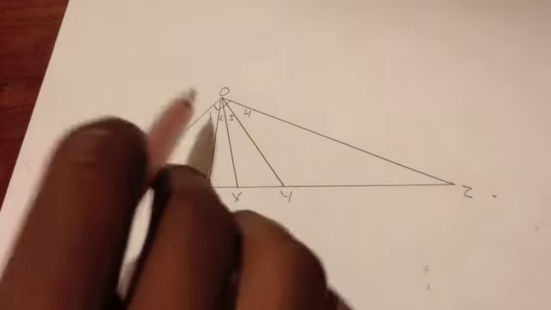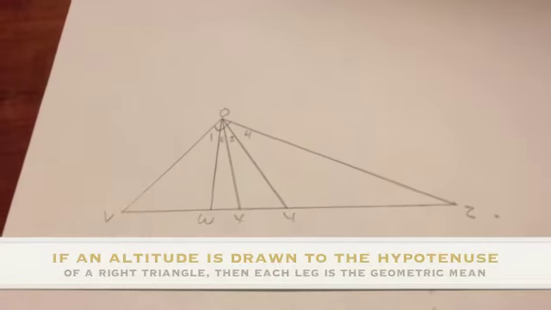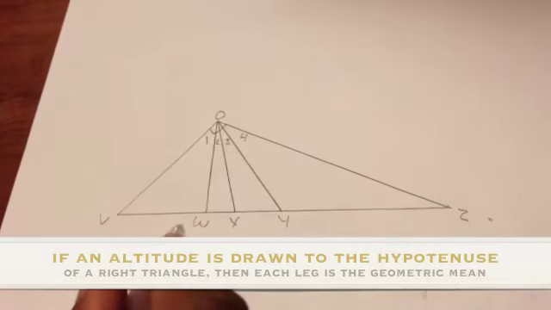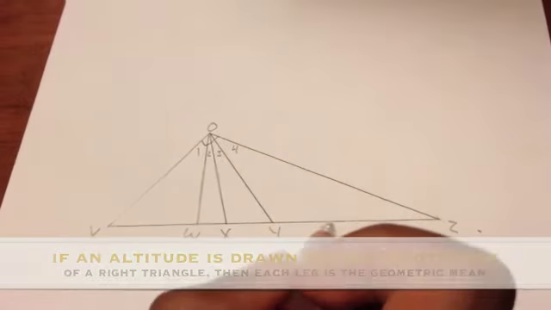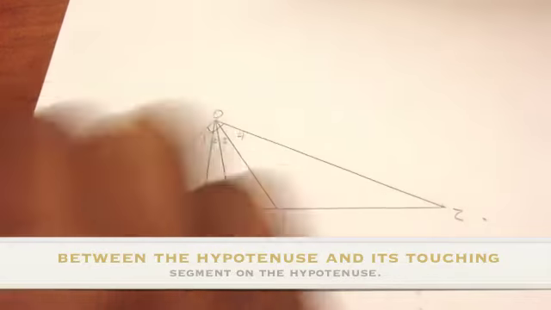In triangle VOZ, we know the angle VOZ is a 90-degree angle. We also know that OY is the altitude of triangle VOZ. Because of this, we know that angle OWV is a right angle.